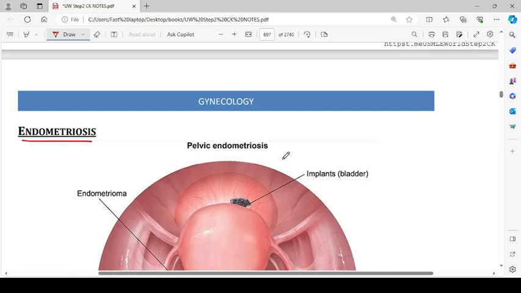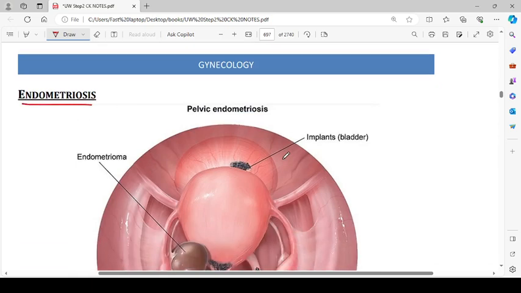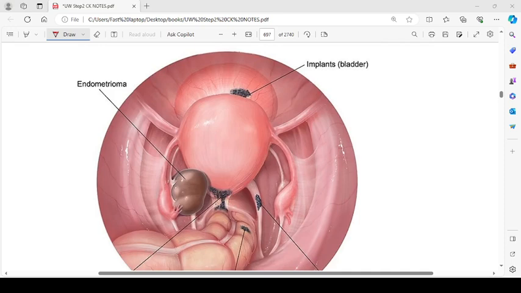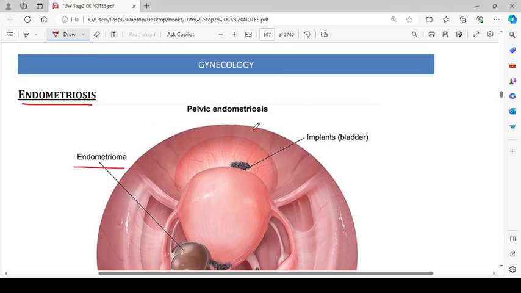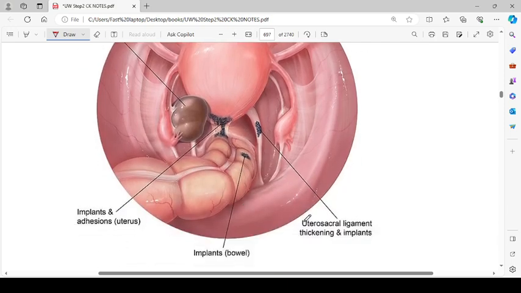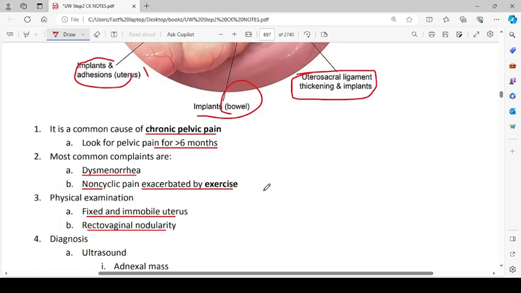Then the next topic is endometriosis. Endometriosis is implantation of endometrial tissue outside the uterus. It can form an endometrioma in the ovary, which is a chocolate cyst, implant on the bladder, then it can implant with uterosacral ligament thickening and implants, bowel implants and adhesions on the uterus. It is a common cause of chronic pelvic pain, CPP. Look for pelvic pain for more than 6 months.